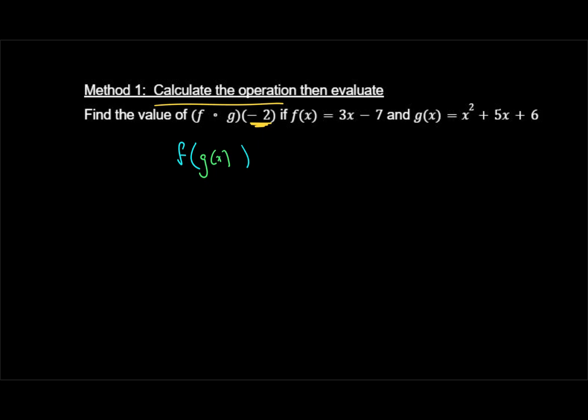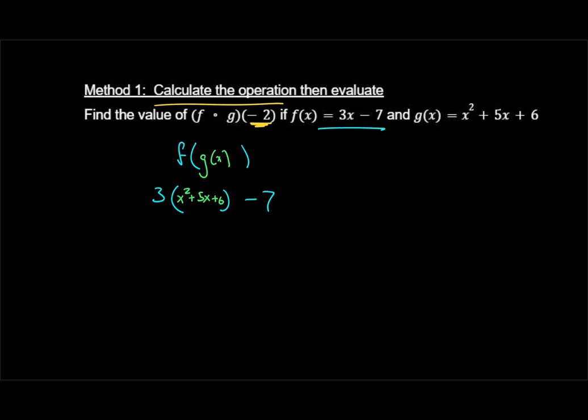My f of x equation is 3x minus 7. So I'm going to put 3 parentheses minus 7. And then inside the parentheses, I'm going to put my g of x, which is x squared plus 5x plus 6. Cool, got it. Just enough room.